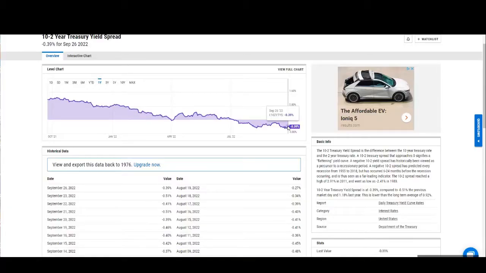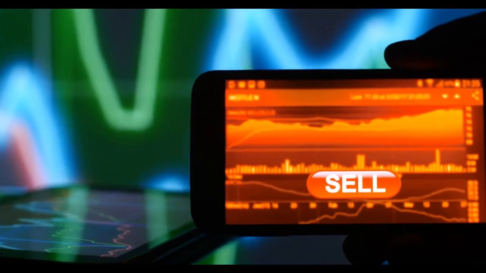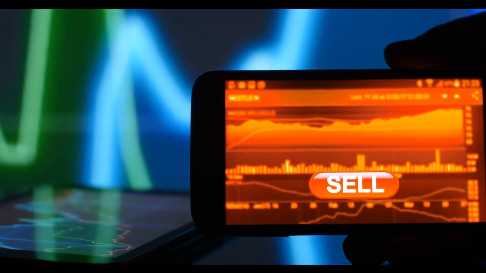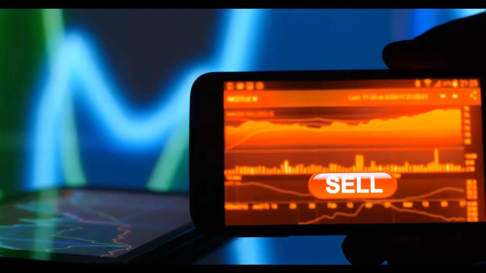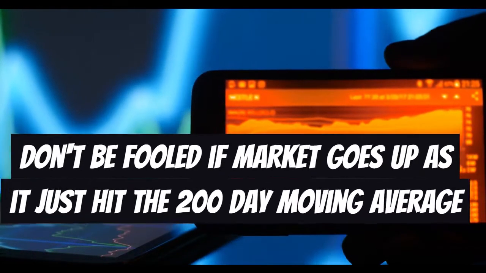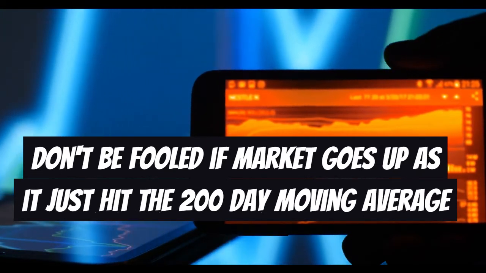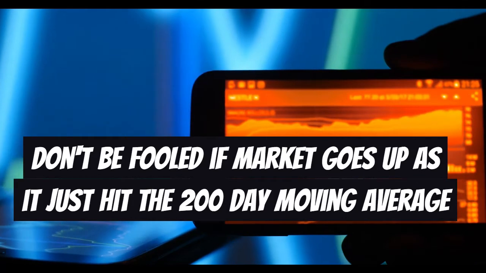So number one, what happens when this happens is we have recession, and sometimes it's followed by depression. So what do I expect? I expect the market, as I've said in some of my other videos, is going to fall quite a bit, probably another 30 or 40%.